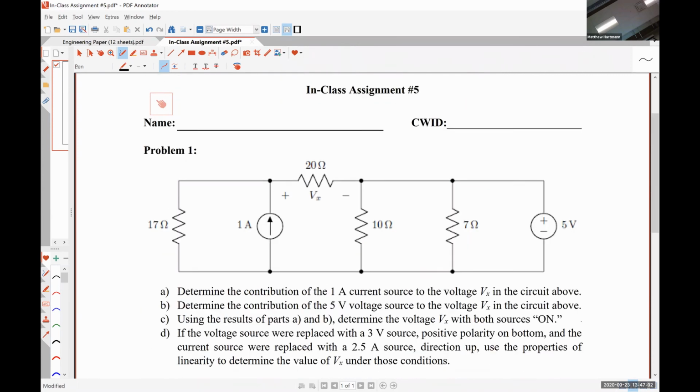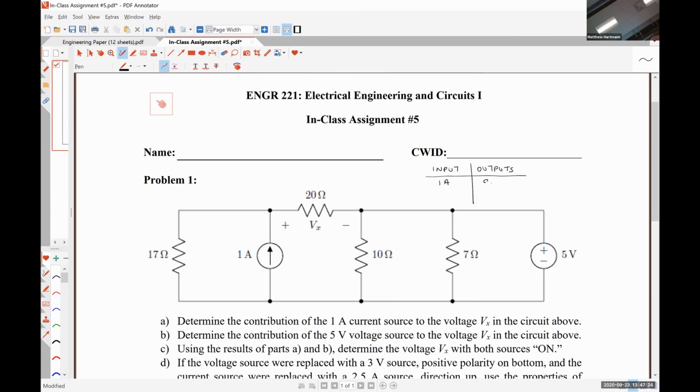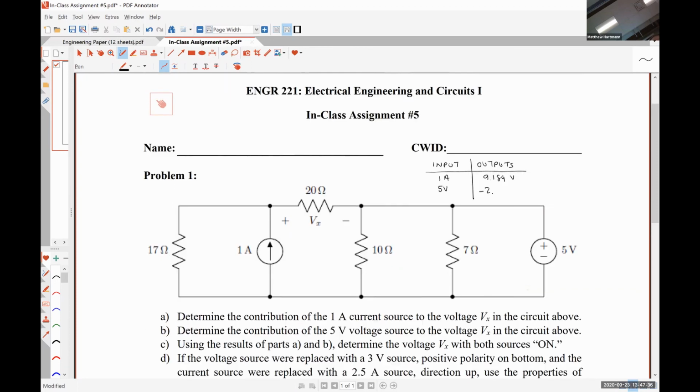What I'm going to do instead is try to sneak in a small table here. Inputs on one side, outputs on the other. So we know that when the 1 amp source is on, our output was 9.189 volts. And we know that when the 5-volt source was on by itself, our output was negative 2.703 volts.